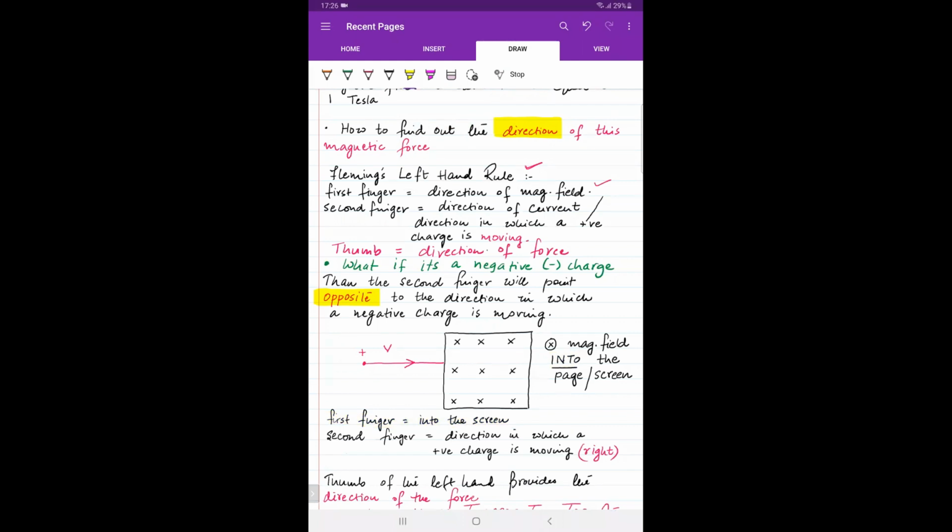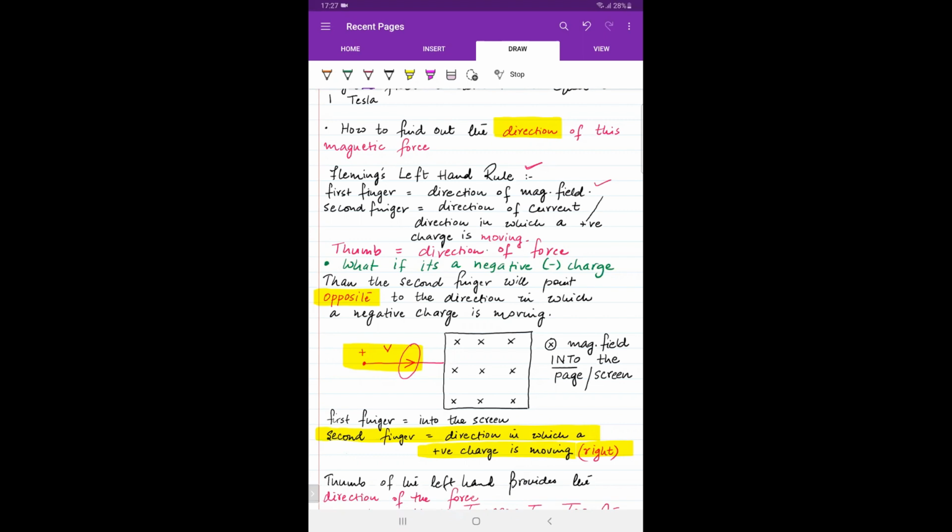Then the second finger. So the second finger should point in the direction in which a positive charge is moving. So diagram से देख लीजिएगा. Where is your positive charge moving? नजर आ रहा होगा आपको. मैंने brackets में लिख दिया कि the positive charge is moving to the right. ठीक है, so your second finger should point in the direction in which the positive charge is moving from left to right. तो first finger को point कर दीजिएगा into the screen.